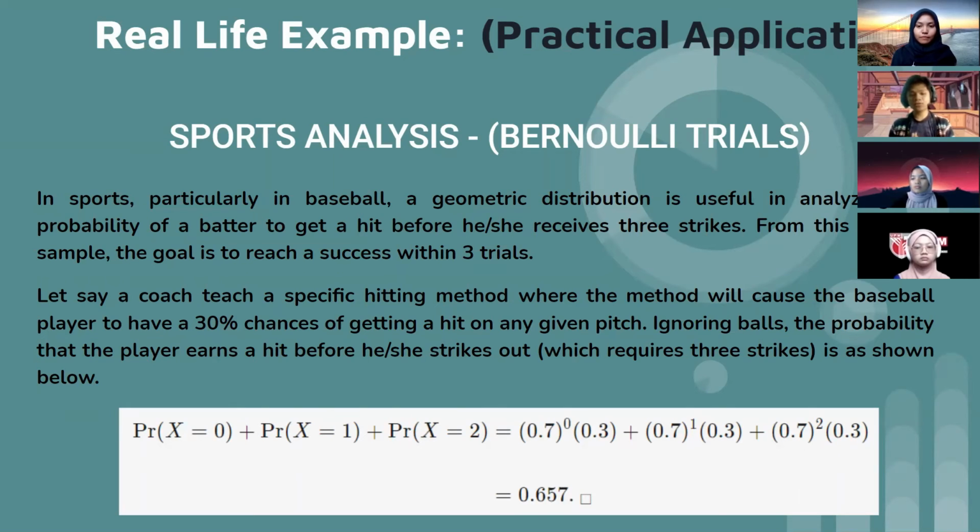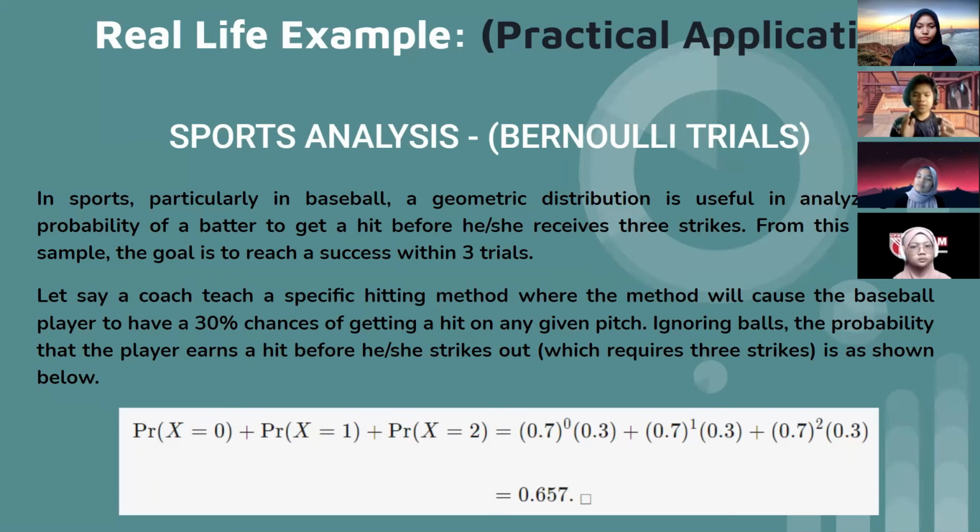Let's say a coach teaches a specific hitting method which will cause the baseball player to have a 30% chance of getting a hit on any given pitch. Ignoring balls, the probability that the player earns a hit before he or she strikes out, which requires 3 strikes, is shown below. In this calculation, we use the general formula that was explained by Sakina.